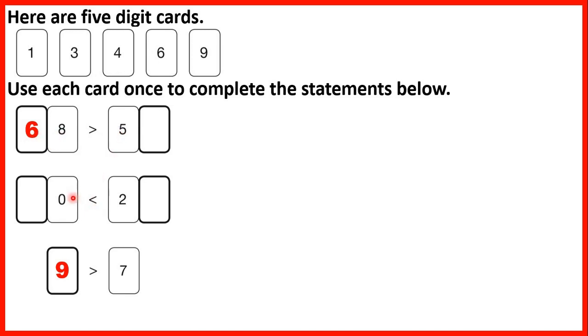So let's look at this question down here. We have something with a 0 as the ones digit is less than a number with 2 tens. So here we need to use the 1, because if we use any other card, we'll have a number with more than 2 tens, and this side needs to be less than. So now we could use any of our remaining ones digits for these digits here.